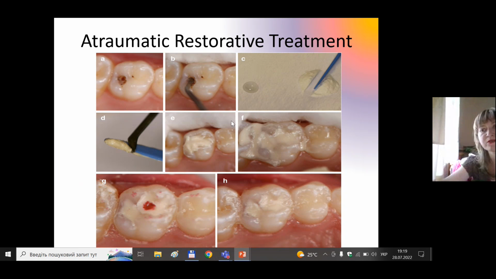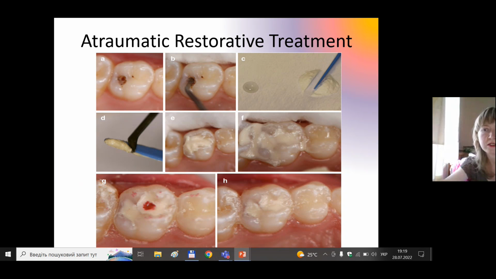And this atraumatic restorative treatment is advocated for such patients who are afraid of this special sound from handpieces, the first. Second, there is no ability to provide normal caries cavity preparation because there is no electricity or there are no dental units in some areas that are hard to reach, for example. But patients have tooth decay and it is necessary to provide some treatment. And finally, atraumatic restorative treatment in the majority of cases is advocated for children.